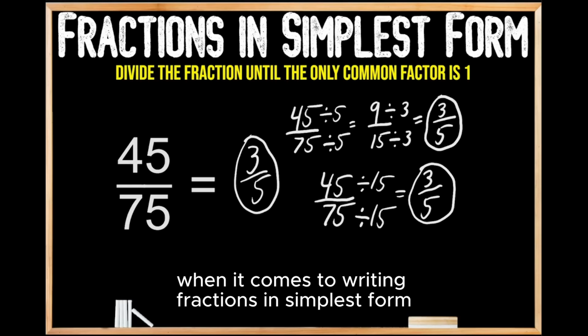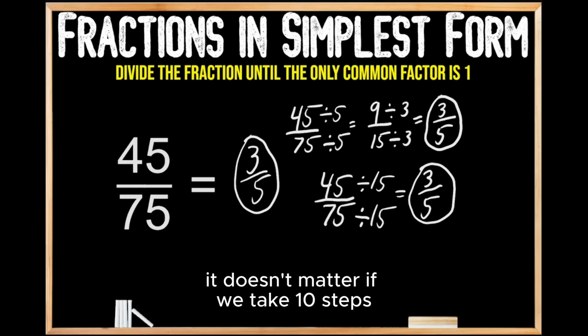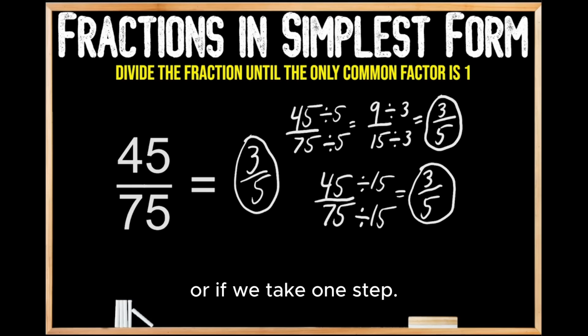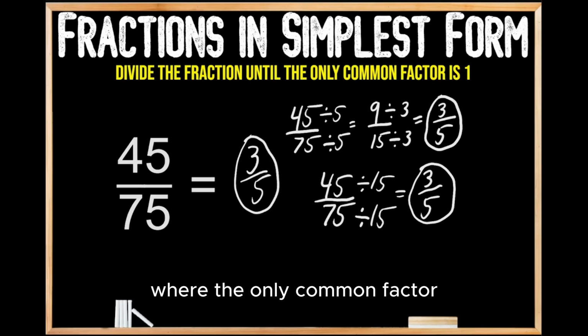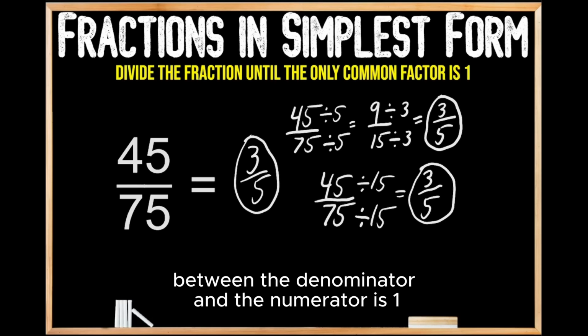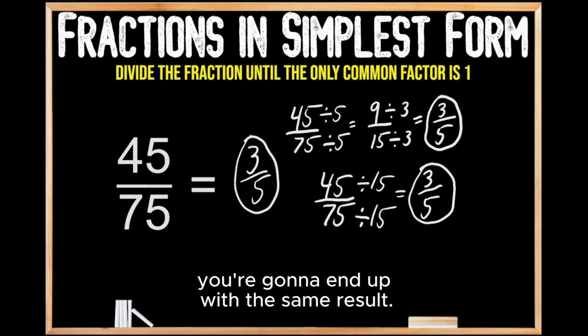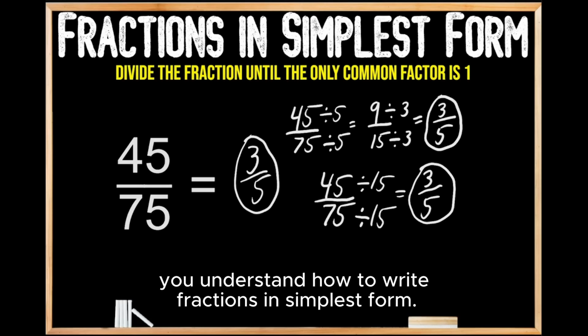So as we can see, when it comes to writing fractions in simplest form, it doesn't matter if we take 10 steps or if we take 1 step. As long as we reduce the fraction to the point where the only common factor between the denominator and the numerator is 1, you're going to end up with the same result. So hopefully by now you understand how to write fractions in simplest form.